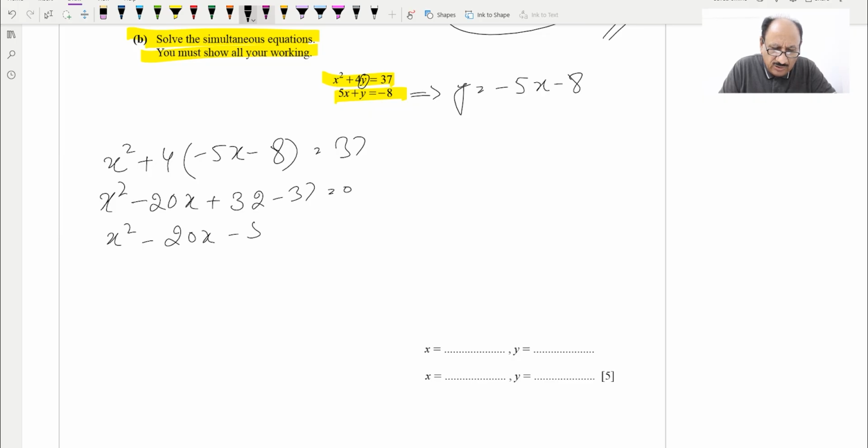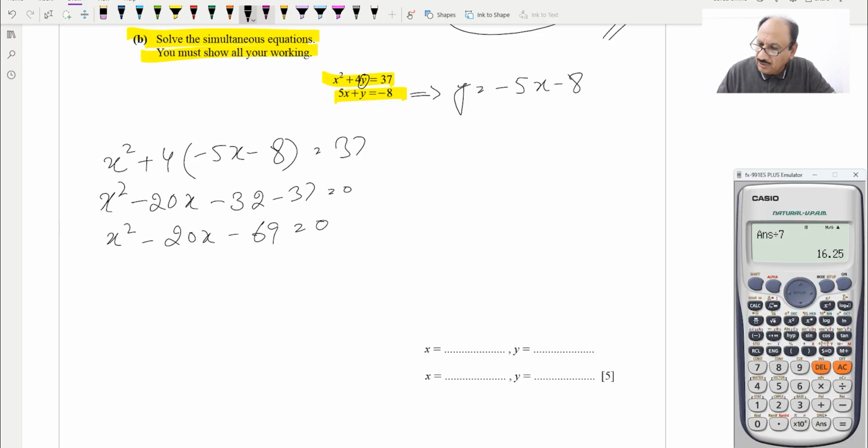This should be basically minus 32. We have made a mistake. This should be minus 32. So this will be minus 32, and minus 37 will be minus 69. So minus 69 is equal to 0. Now this is the quadratic equation.